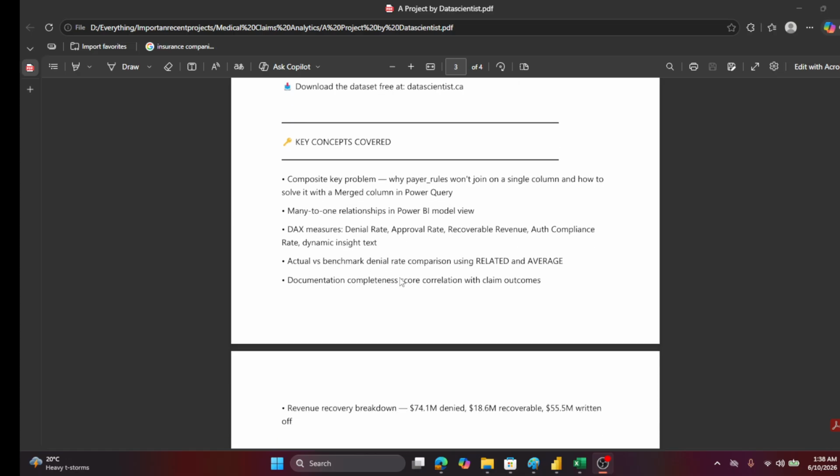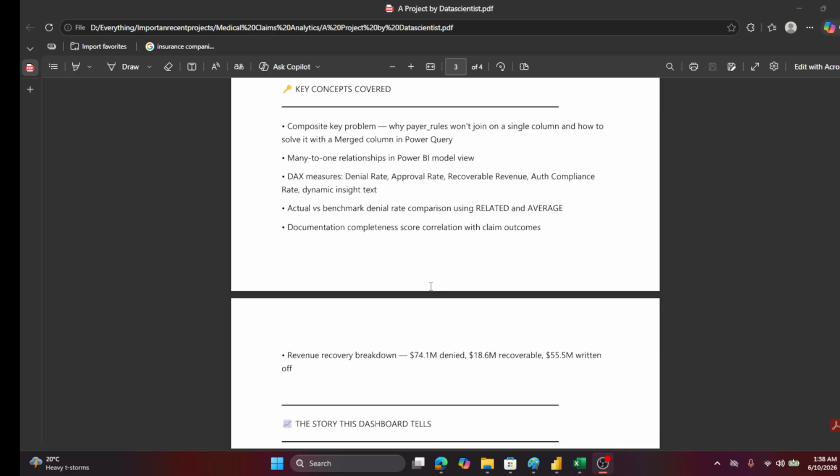Key concepts covered. There are some key concepts we will see when we are working in Power BI. The composite key problem: why payer rules won't join on a single column and how we solve it with a merged column in Power Query. Many to one relationships in Power BI model view. DAX measures: denial rates, approval rates, recoverable and authorization compliance. Authorization versus benchmark denial comparison using RELATED, and average documentation completeness score correlation with outcomes.